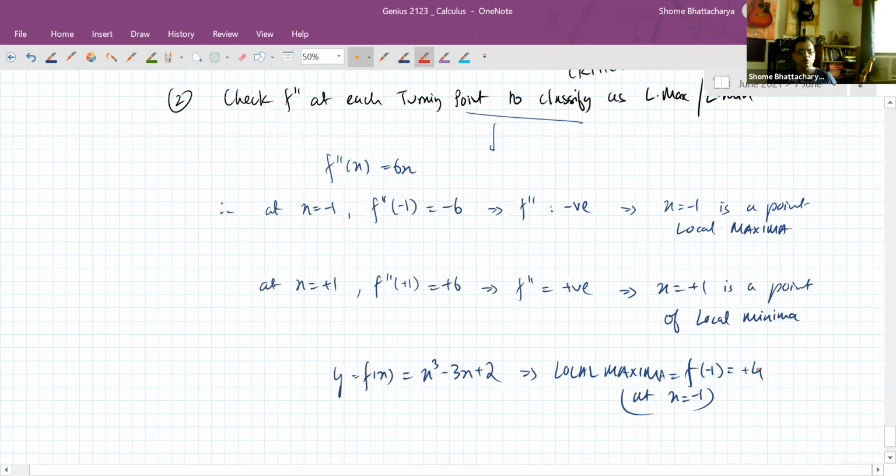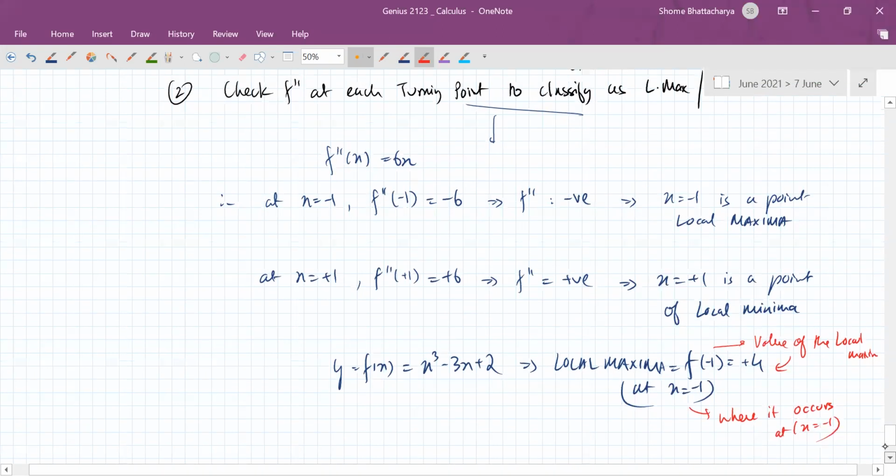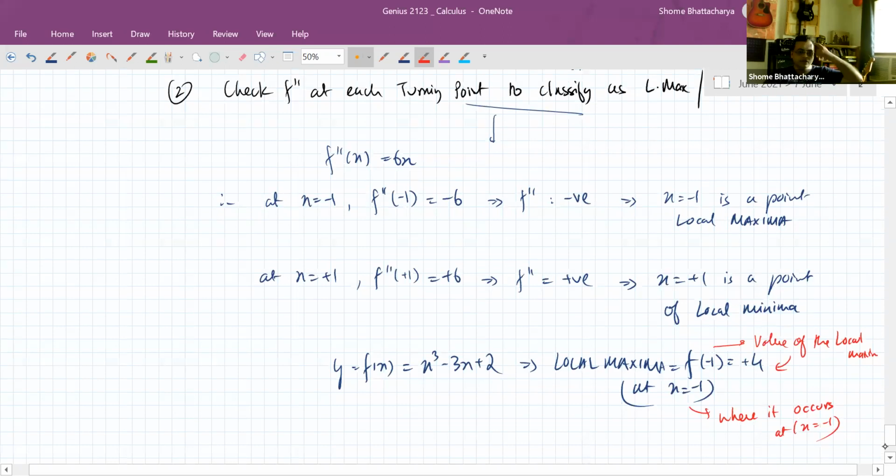It is +4. So what we've written over here is the value of the local maxima. That is +4. But where it occurs, it occurs at x equal to -1. So just to get the nomenclature clear, if the question asks you to find the local maxima of the function, you will not answer x equal to -1. You'll answer the local maxima is 4, but it occurs at the point x equal to -1. Okay, this point is clear, people?